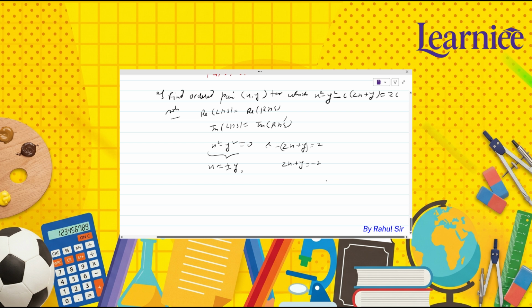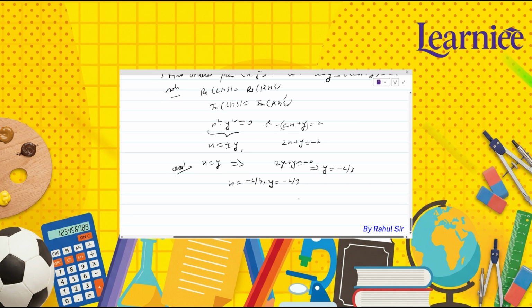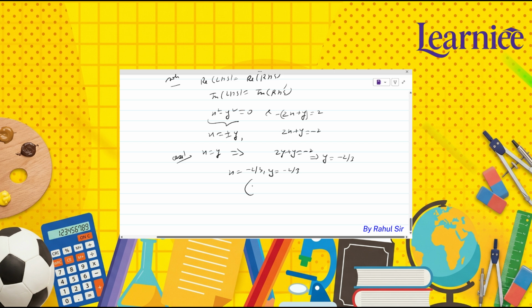So we can take case 1, that x is equal to y. If x is equal to y, I will get 2y plus y is equal to minus 2. Hence, 3y is equal to minus 2, so y is minus 2 upon 3, and similarly x also. So in this case, x is equal to minus 2 by 3 and y is equal to minus 2 by 3. So in case 1, the ordered pair is minus 2 by 3 and minus 2 by 3.